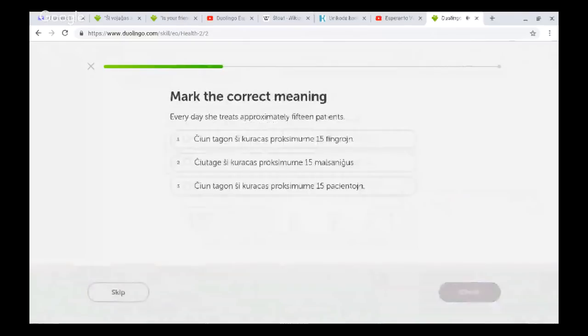Every day she treats approximately 15 patients. All right. My habit when I do these multiple choices is I look at the last word, and the one that's not absurd, I click on it, and then I read it. Ĉiun tagon ŝi kuracas. I do that in Spanish. I do that in Esperanto. Ĉiun tagon ŝi kuracas proksimume 15 pacientojn. Yep, that's correct.